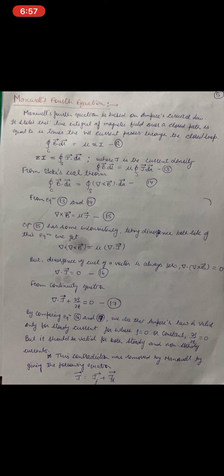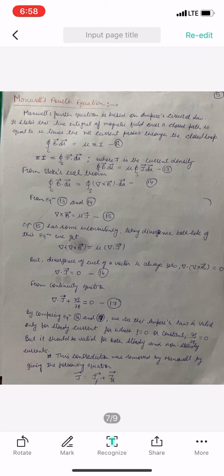So Ampere's circuital law states that the line integral of magnetic field over a closed path is equal to mu times the net current passing through the closed loop. Means when the current passes through the closed loop, there is a magnetic field generated around it. The line integral of that magnetic field produced due to the flow of current is equal to mu times the total current passing through the closed loop. This is our equation number 12.